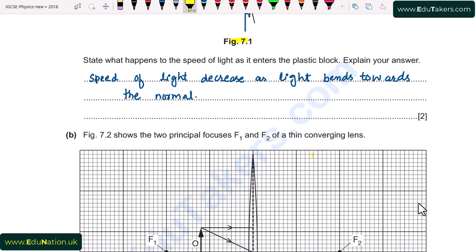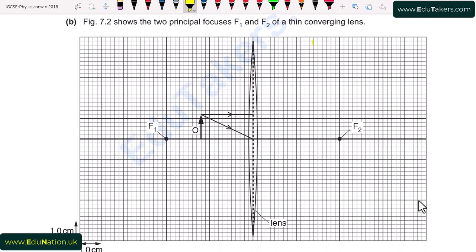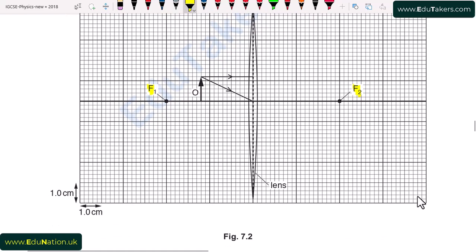Part B. Figure 7.2 shows the two principal focuses f1 and f2 on a thin converging lens. So here is figure 7.2 and there are 2 points, that is f1, that is one principal focus, and f2, that is the other principal focus, and there is a converging lens. This lens is used to converge the rays at a single point. And there is also a scale that one small box is equal to 1 centimeter.